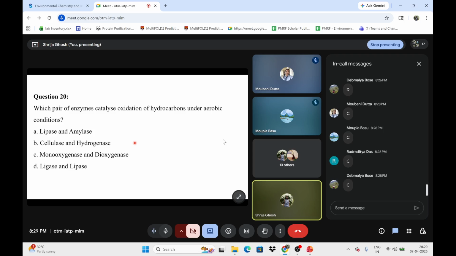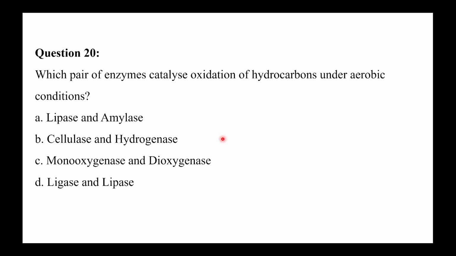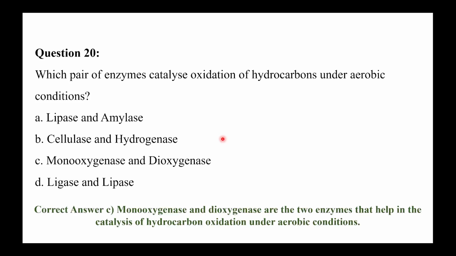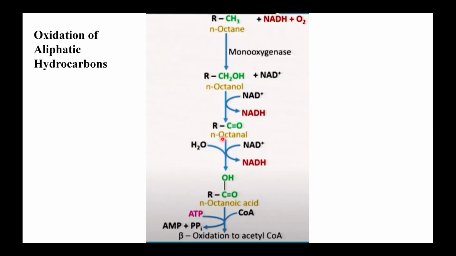Okay, 4 of you are answering option C, monooxygenase and dioxygenase. That is the correct answer. So these are the two enzymes that help in the catalysis of hydrocarbon oxidation under aerobic condition. So this is how an aliphatic hydrocarbon is oxidized.